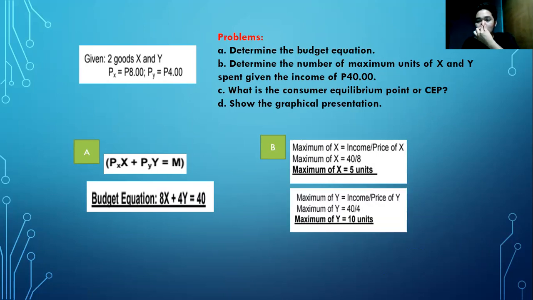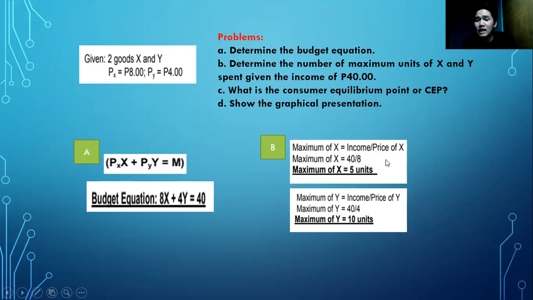So, ganun din ang gagawin natin pag ang kinocompute natin is the maximum unit ni good Y. Okay? Ang gagawin lang natin, kung Y ang kinocompute mo, ito yung zero mo. So, therefore, ang gawin mo is 40, the income, over 4, or simply the income over sa price ni Y. That is 40 over 4. So, then therefore, the maximum of Y is equal to 10 units. So, that's the answer actually.